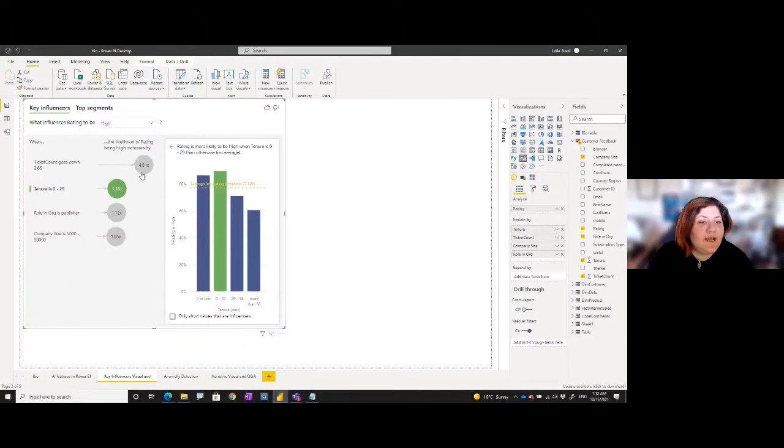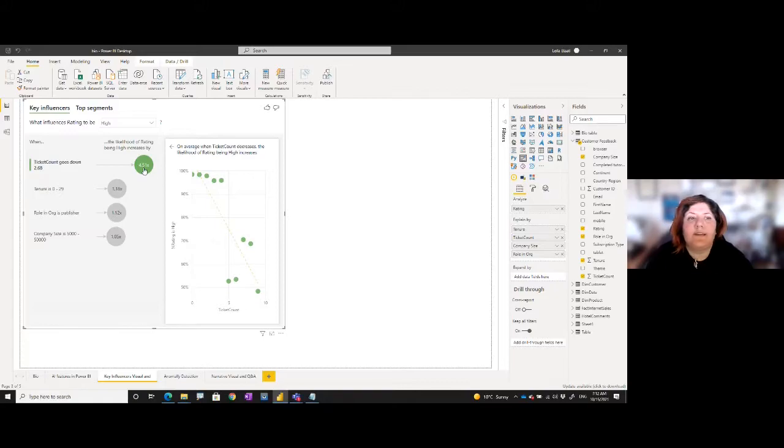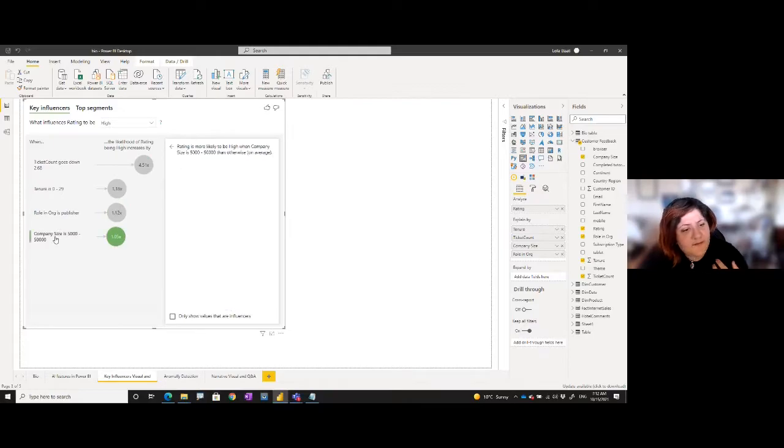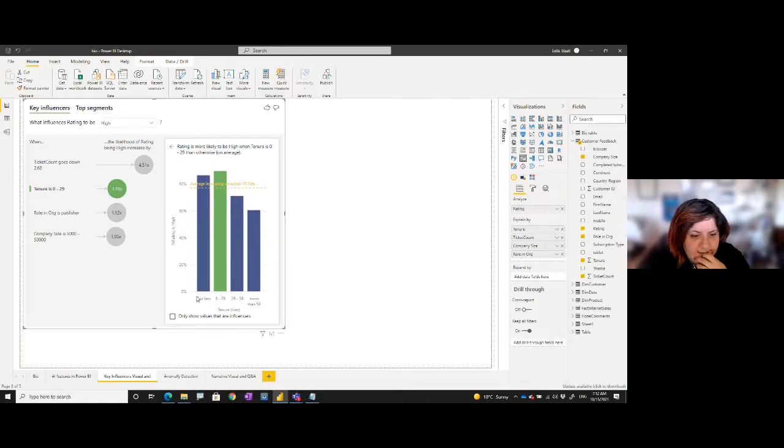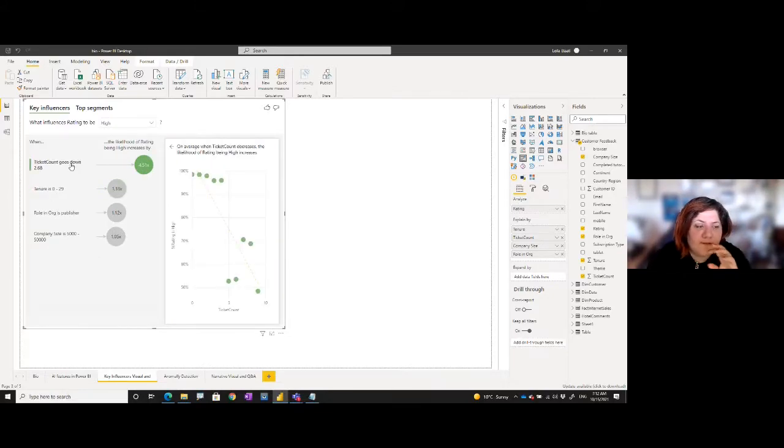So as you can see, I can say the most important thing that has a relationship to the rating and influence on the rating is the ticket count. To be honest, tenure, role in organization, and the others are not that much. So here, as you can see, funny things happen. Ticket number was a numeric value, so you can see it showing as a line chart over here, showing that it is continuous.